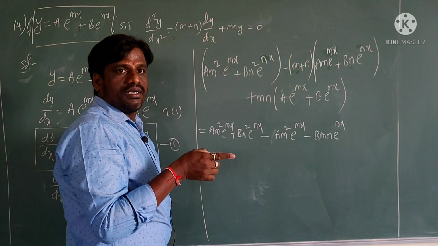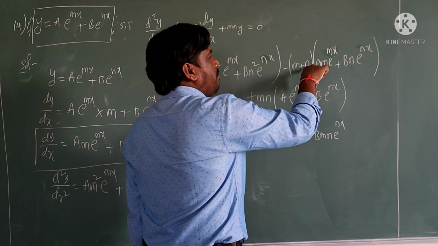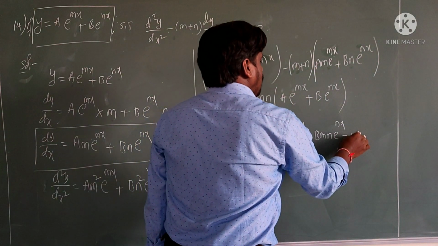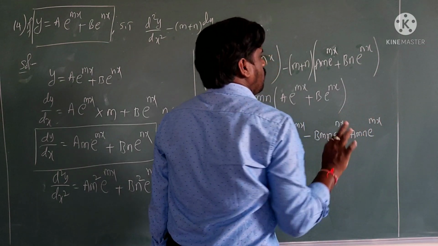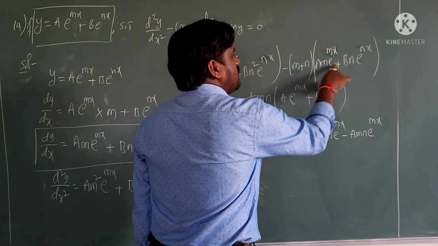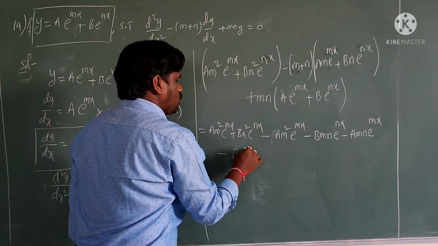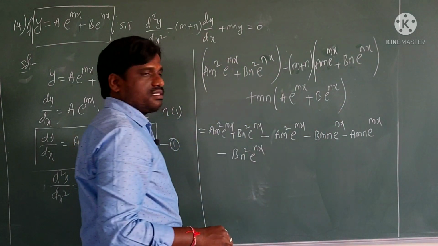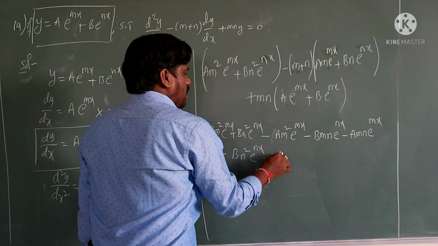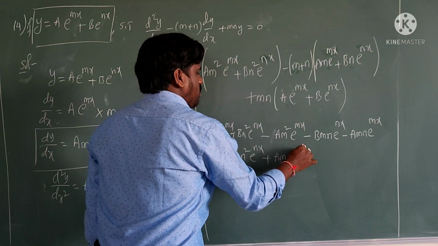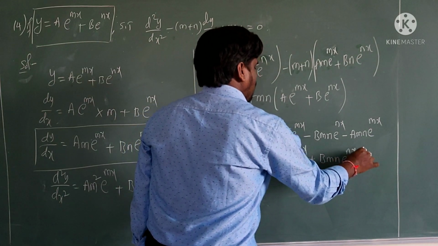So with m over. Now I do with n. Minus into this, minus amn e to the power of mx. Again here it is minus into this, minus bn square e to the power of nx. Clear? Yes, sir. Now next plus. Now tell me, multiply this. amn e to the power of mx plus bmn e to the power of nx.